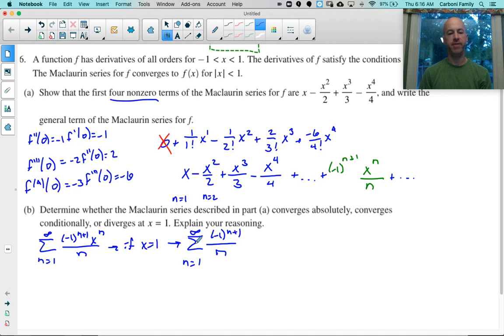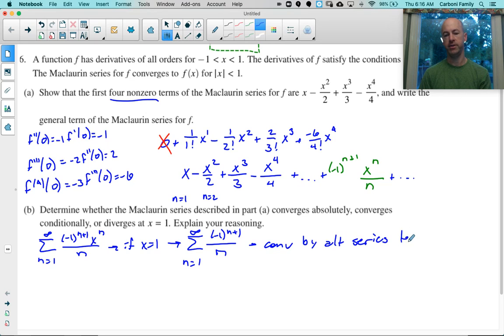Now, this is a very, very simple series. You should know right off the top of your head that this is going to be convergent as written because it is the alternating harmonic series, but they do want you to explain your reasoning. So I need to explain how I know that this converges as written. And so this converges by the alternating series test.